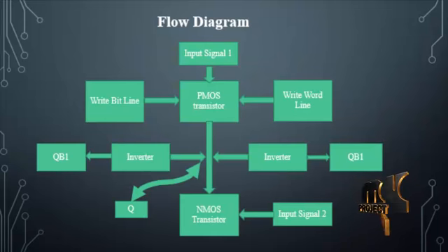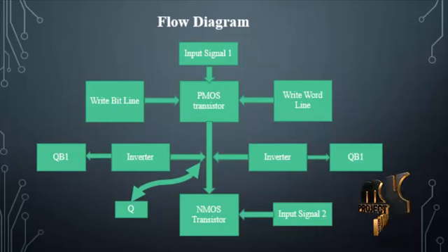Now we are going to discuss the flow diagram of our product. In our product we are using different inputs and getting different outputs, interleaved by NMOS and PMOS transistors. The write word line, bit line and input signals are directly applied to the PMOS transistor. They are directly interconnected to the NMOS transistor, and the second input is also directly applied to the NMOS transistor. The NMOS transistor output is then obtained through the inverter. This inverter gives the final outputs Q and Q bar.